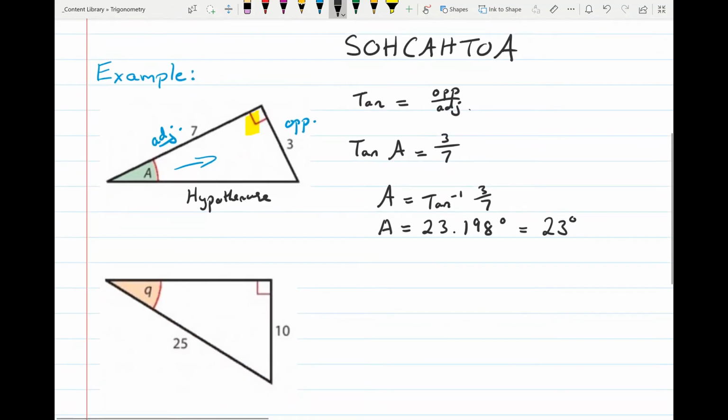The second example, get your right angle and label your sides. There's the right angle. The hypotenuse will be across from it. We're looking at angle Q, so the side with a value of 10 is the opposite side, and the side nearest angle Q will be the adjacent. We know the opposite and the hypotenuse, so that means we're using sine.